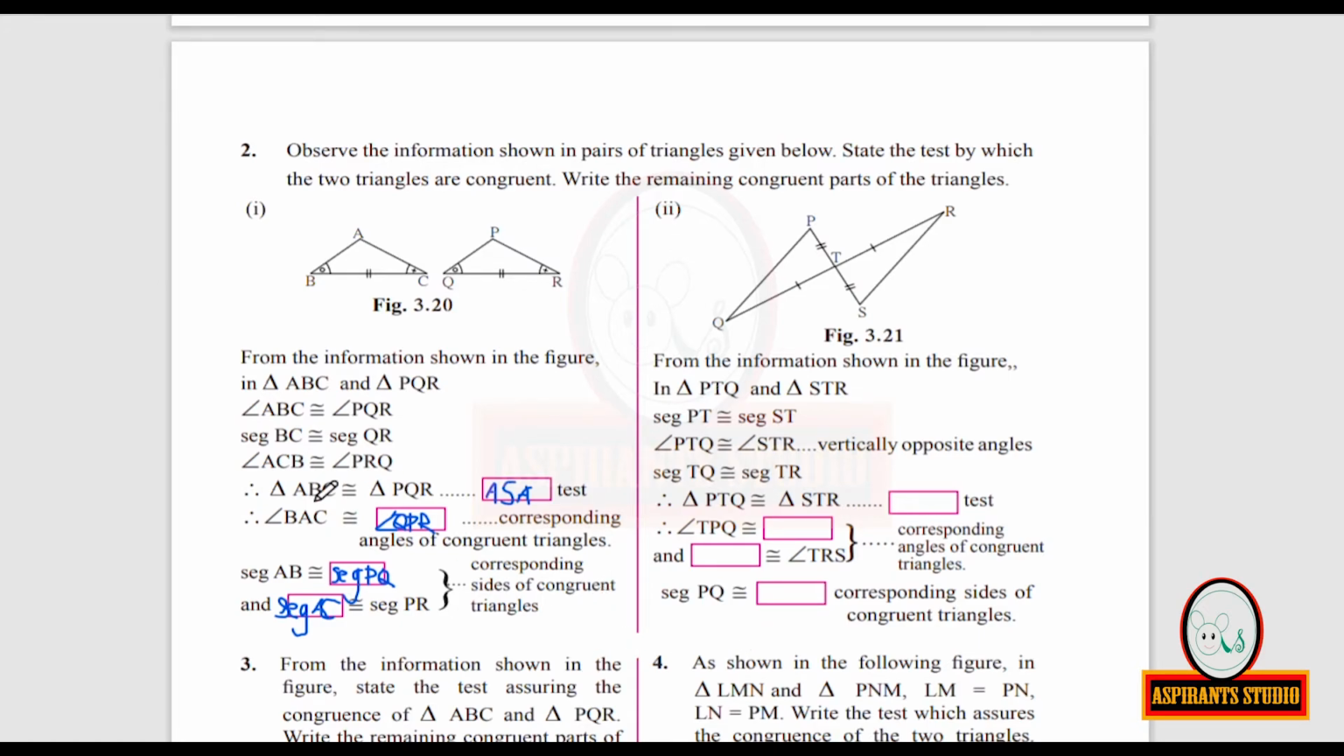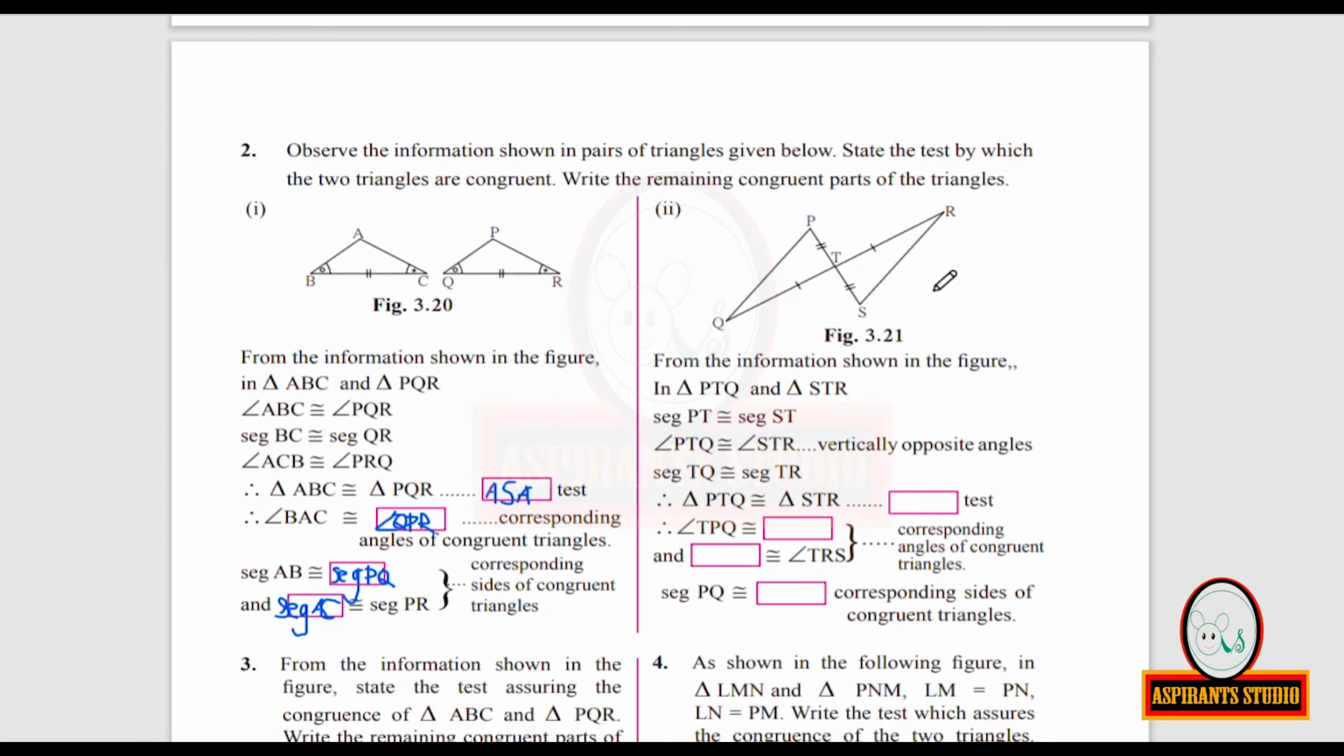Now, here you have to see the reason written for the angles you are writing. For the remaining congruent parts of the triangles, you have to write the reason also. For the angles, the remaining congruent parts, we are writing corresponding angles of congruent triangles. In short, you can write CACT in small letters. And for the corresponding sides of congruent triangles, we are writing CSCT as short form and in small letters.